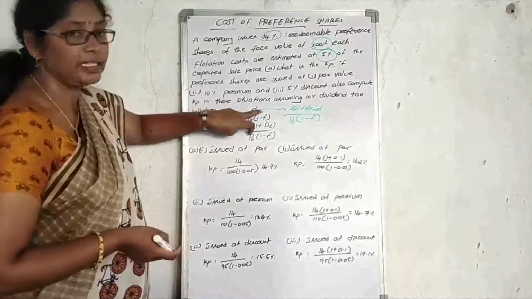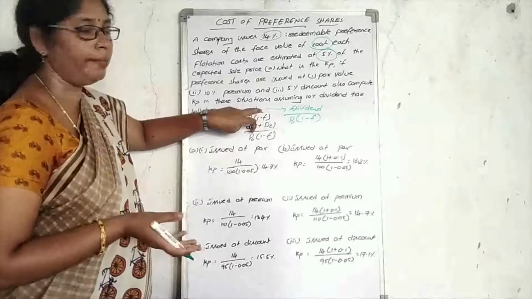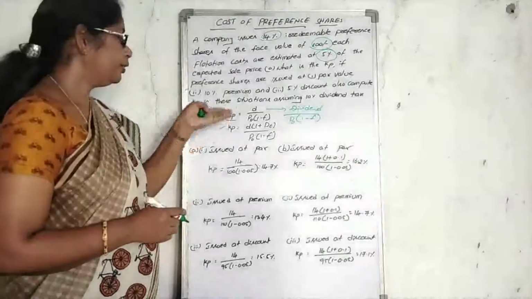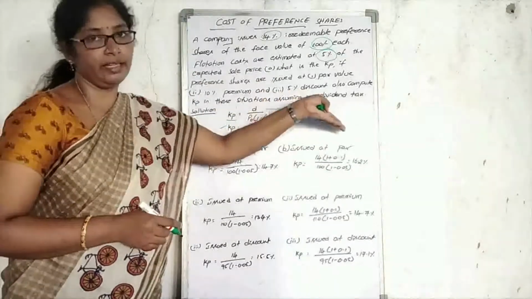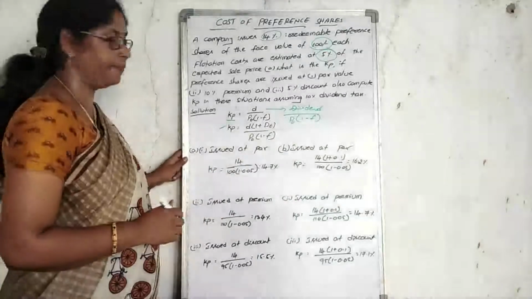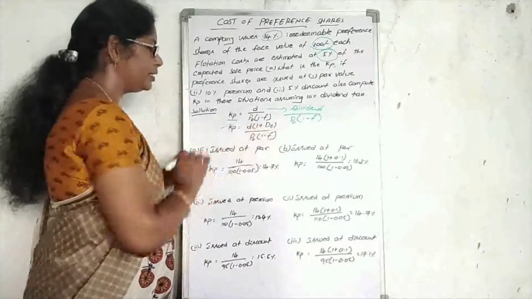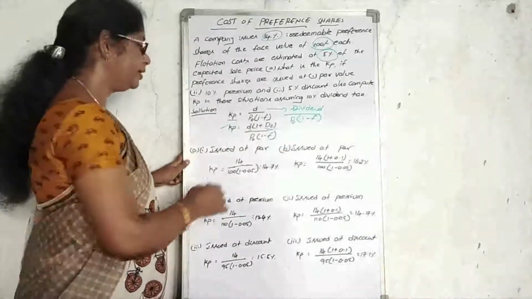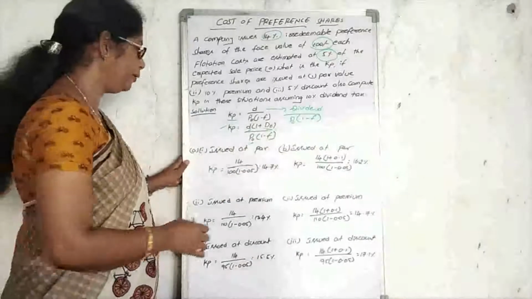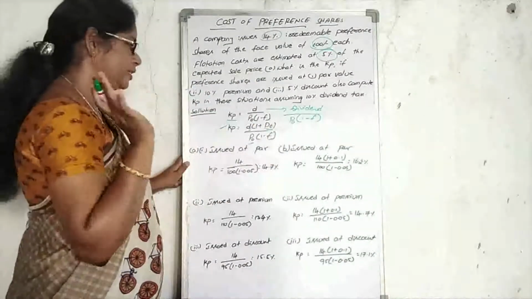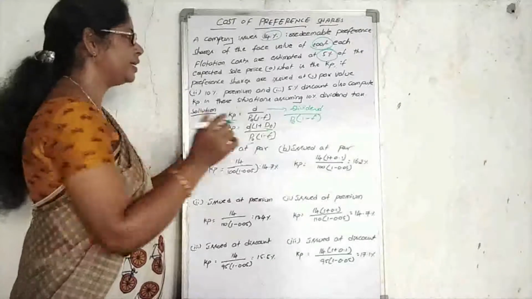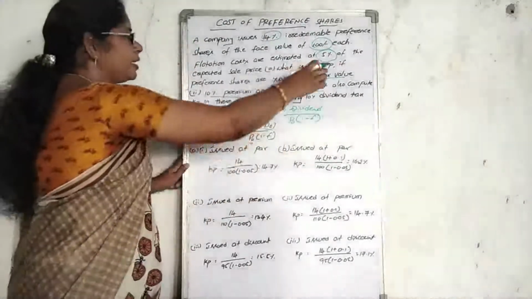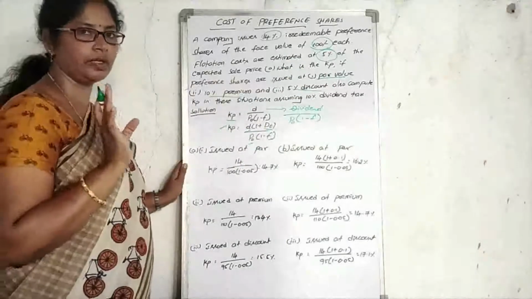In case tax on dividend is not given in the problem, this method will be followed. In case dividend tax is given in the problem, this formula needs to be considered. That is D into 1 plus dt, where D is the dividend and dt is the tax on dividend, divided by P naught. P naught is the face value, into 1 minus F. So this is the formula. Here we have three situations: the par value, premium and discount. In these three situations, the cost of preference should be determined.